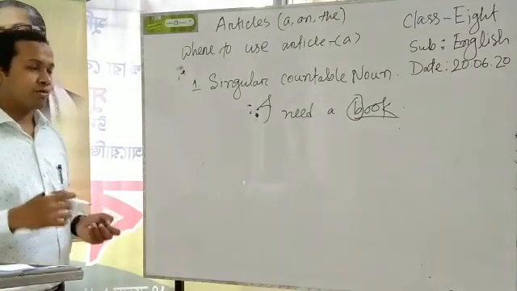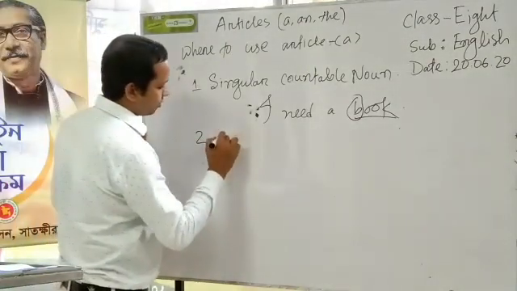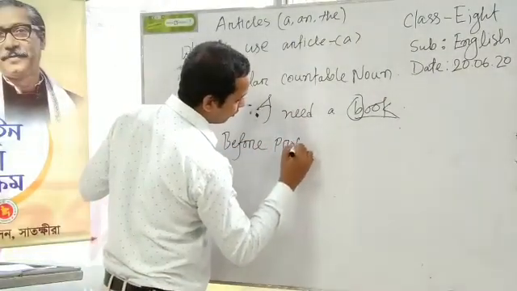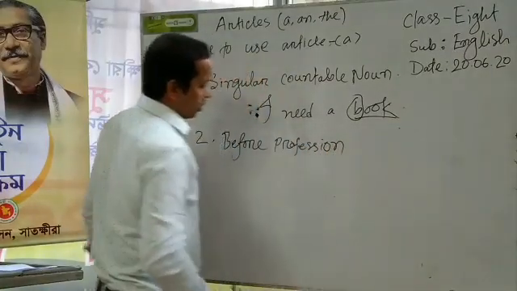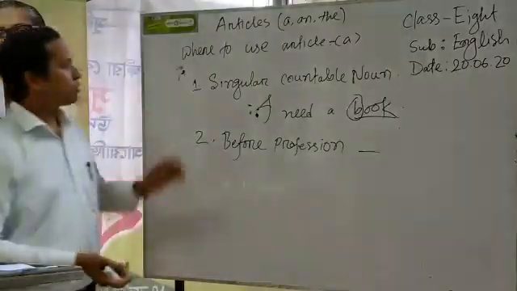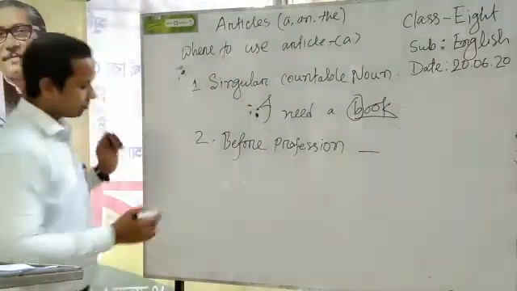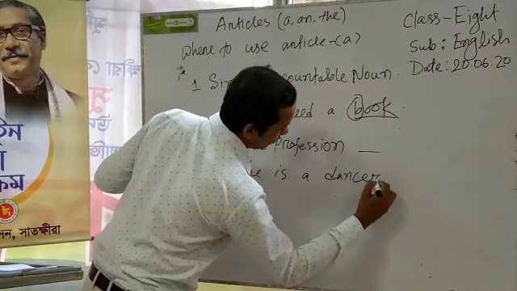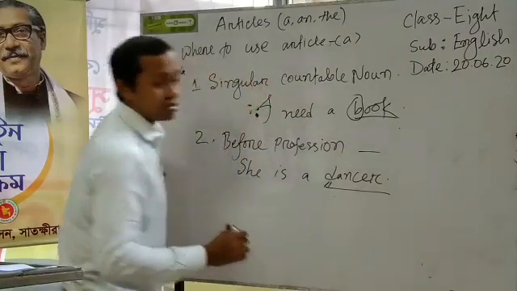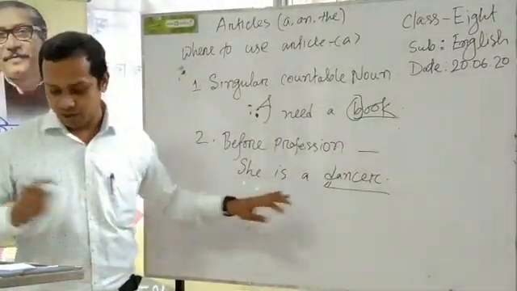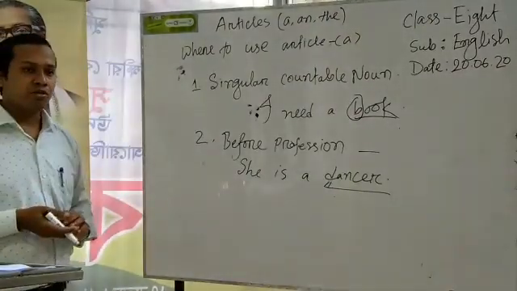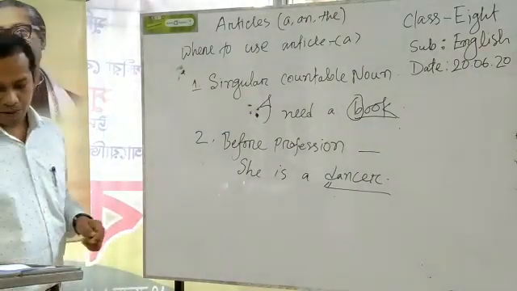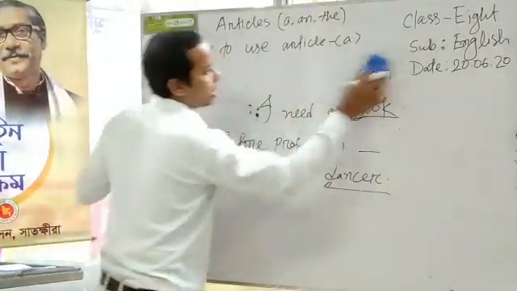Before a profession, we also use article a, like, she is a dancer. Here D is a consonant sound, that is why we have used a. Even if we use a verb just like a noun, then we can use a before a consonant sound.